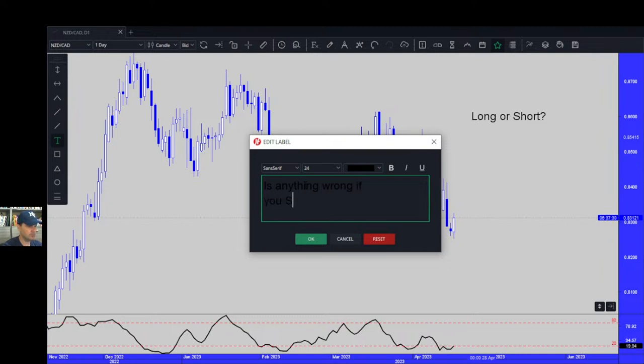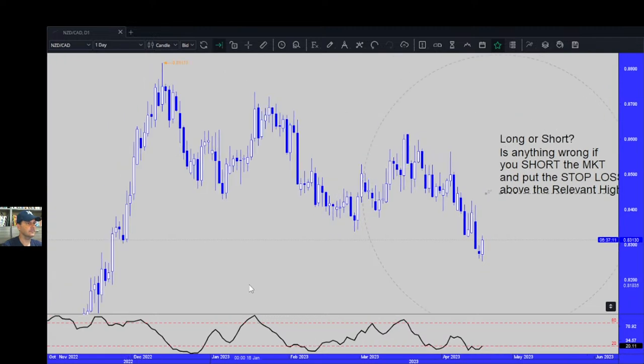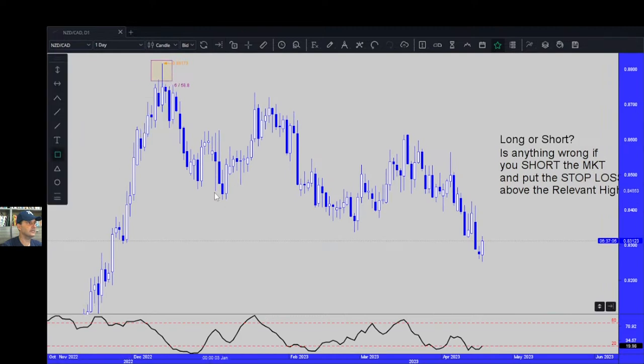if you short the market and put the stop loss above the relevant high? We've learned this already. Relevant high, relevant low, relevant high, relevant low.